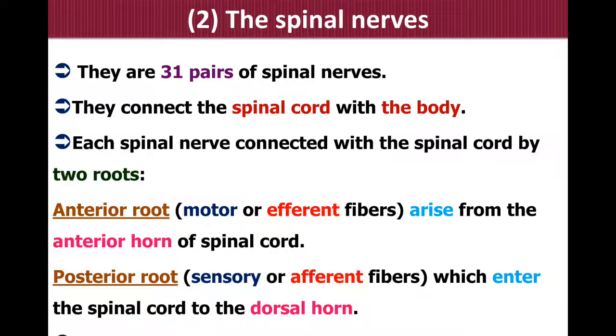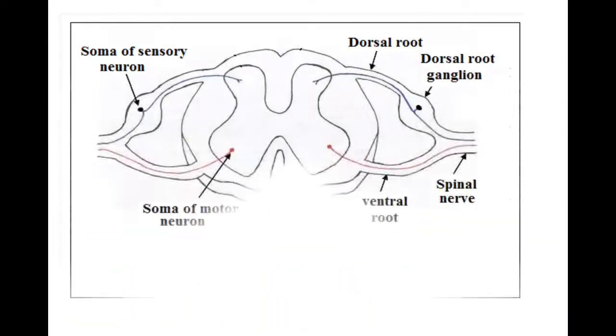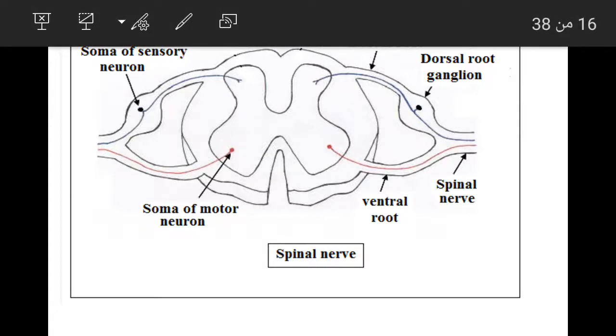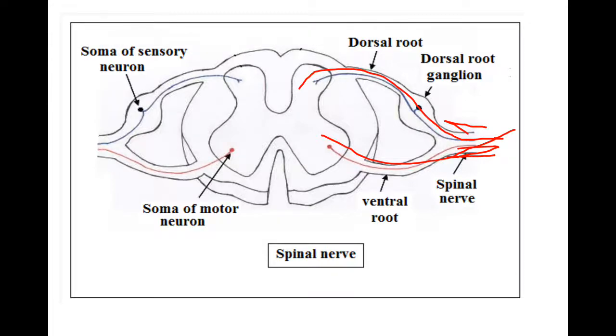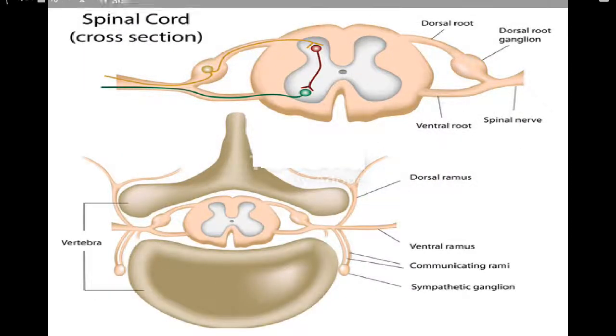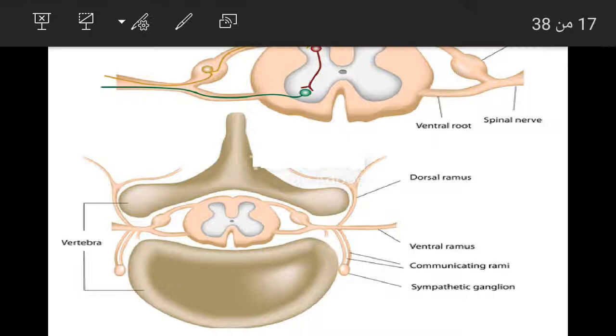This is a picture to see us the spinal nerve. This is the spinal nerve, and this is the dorsal root, and this is the ventral root. This is also the spinal nerve, and this is the dorsal root, and this is the ventral root.